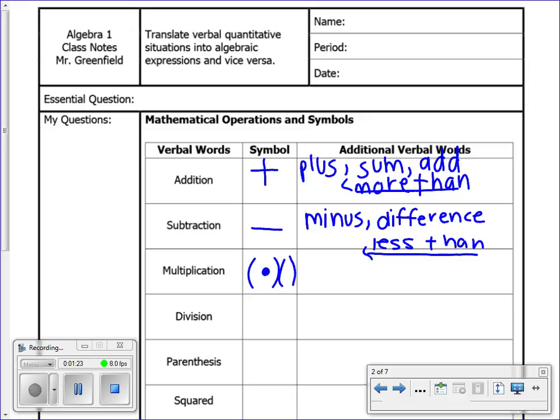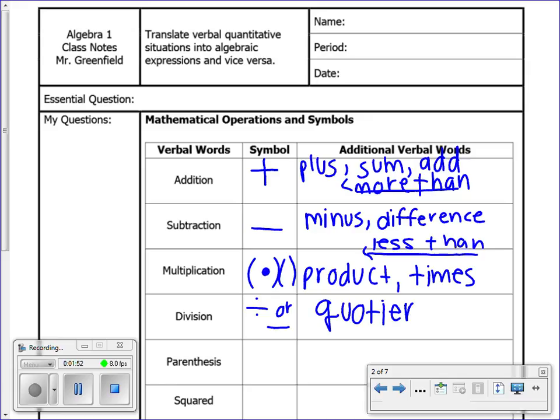Next, we have multiplication, and we usually symbolize that with a dot, or sometimes you can see parentheses. The answer in multiplication you would say is product. And another word you may use for multiply is times. Again, these are just a few examples. There are more. Division, you can symbolize with a division sign or with a fraction bar. The answer in division would be quotient. You could also say divide as well.